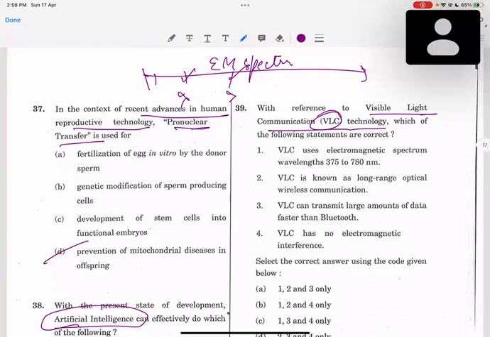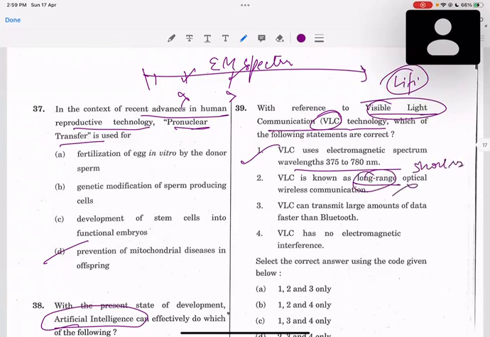Visible light communication technology: in the past also, a question had been asked on Wi-Fi used for internet transmission. Similarly, this question was expected, because quantum technology is also in use, and visible light technology also. So it was expected. As we know, visible light technology is short range. That means it has high wavelength and low energy. They have a wavelength of 375 to 780 nanometers. Yes, this is right. Are they known as long range optical wireless communication? No, they are short range.